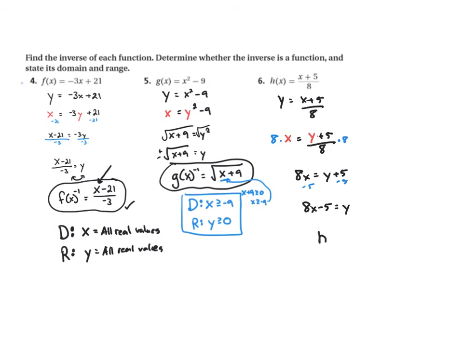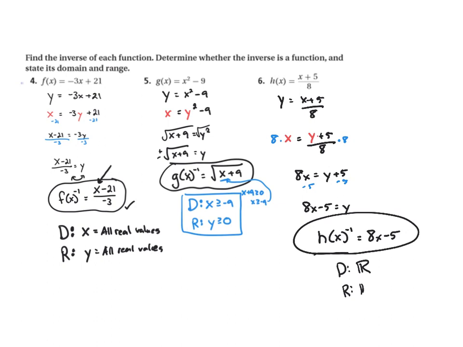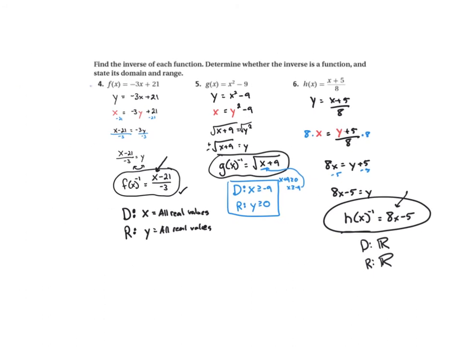So I'm going to rewrite this. The inverse of h of x is equal to 8x minus 5. Again, we could put that in and make sure the horizontal line test would pass. Domain looks like all real values. The range looks like it's also going to be all real values. There's no x value that's going to give me a problem in here. All right, so that's what we're doing on those. So just switching x and y, resolving, and trying to figure that out. And then let's do the last one.